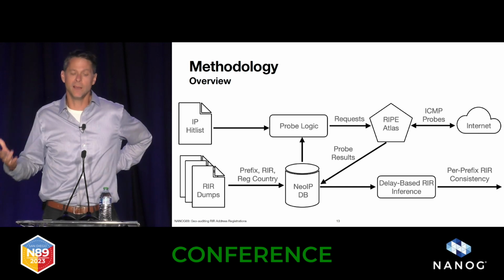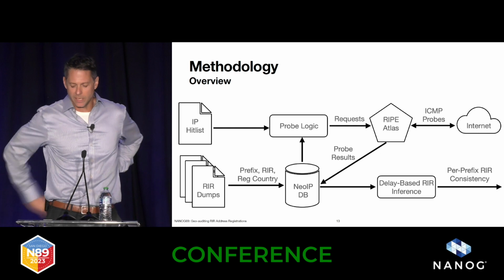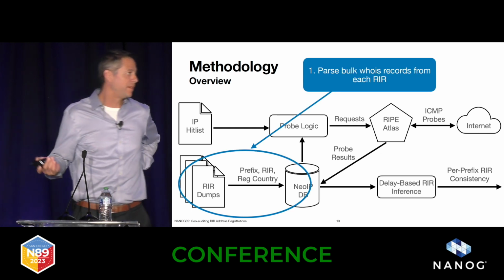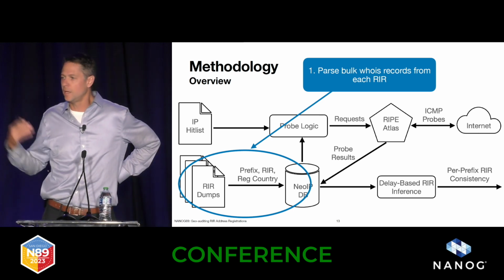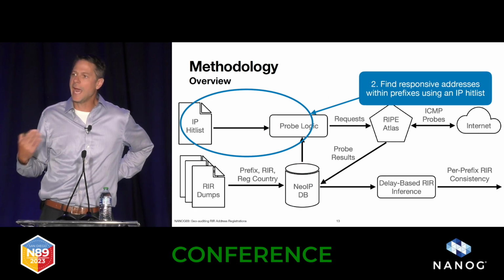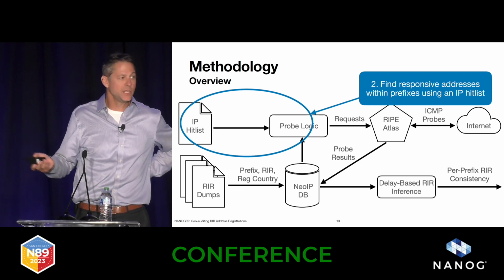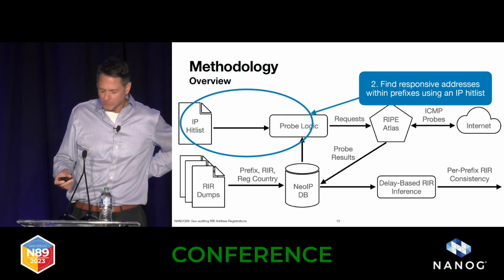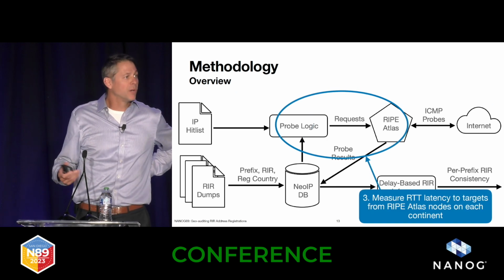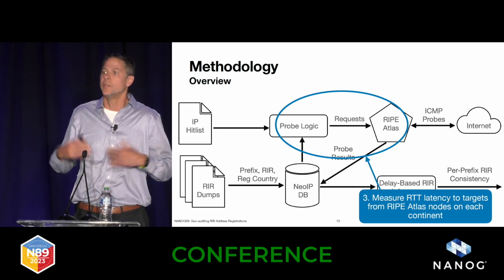So here's the high level of our methodology. In the next few slides, I'll go through the nitty-gritty of each of these. But we start with the bulk Whois records from each of the 5 RIRs. We suck those in, throw them in a database, parse them, and so forth. The next step is we use a hit list to try to identify targets within each prefix that we can measure to. We use these two to drive a probing logic, and then the probing logic actually instructs the RIPE Atlas measurement infrastructure to issue probes.